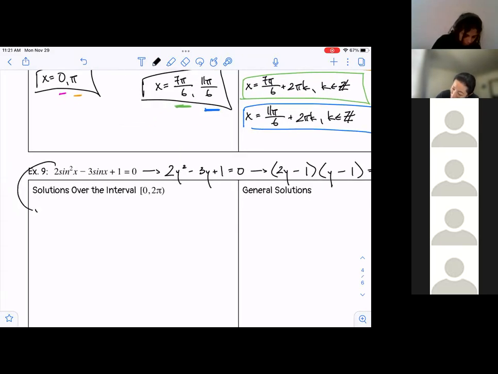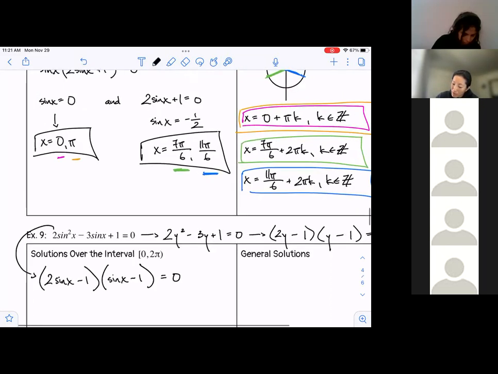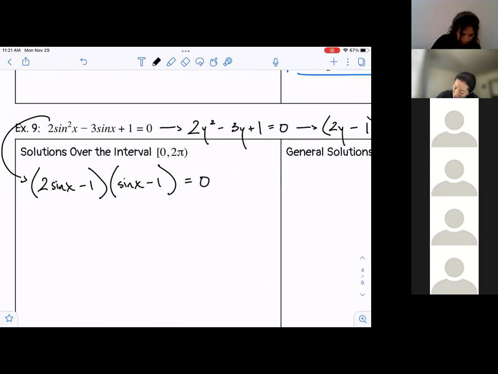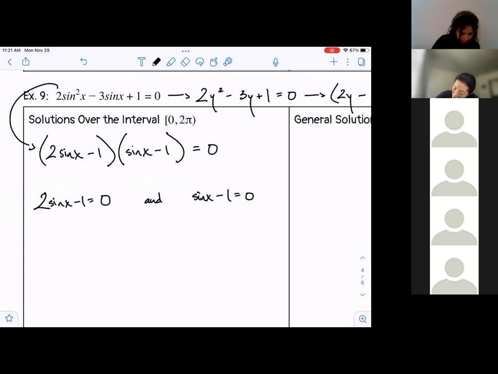And so really we have this factors into (2 sine x minus 1) times (sine x minus 1) equals 0. Okay. And now, just like the previous question, once we've done the factoring, we set each piece equal to 0 and we match what those are based off of the unit circle. So we've got 2 sine x minus 1 equals 0, and separately, sine x minus 1 equals 0. For the first equation, we'll get sine x equals 1/2, and the second one, we'll get sine x equals 1.